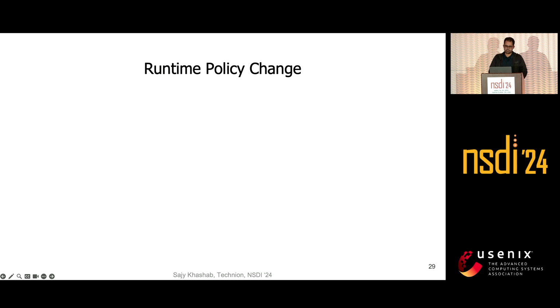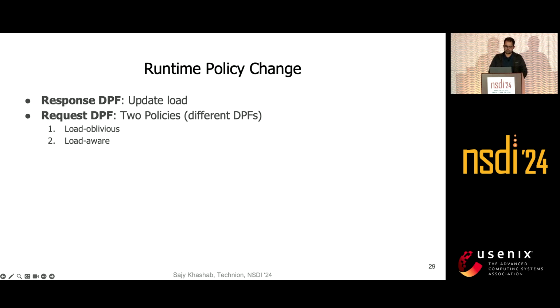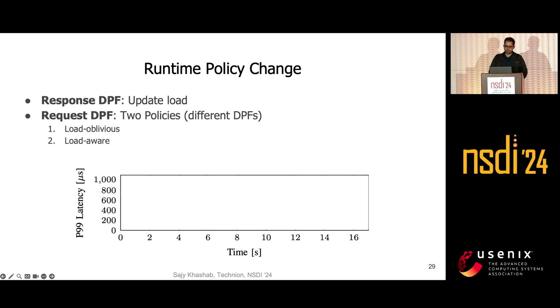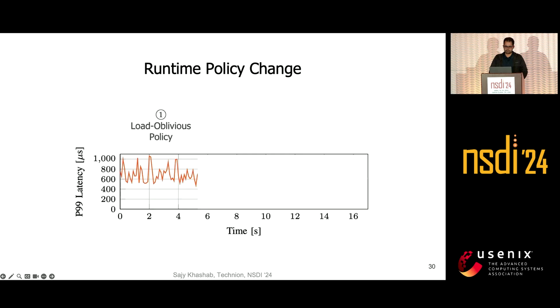The reconfiguration experiment goes like this. We have the response DPF, which constantly updates the server load on the switches. And we have the request DPFs, which can switch between two different policies, one load oblivious and one load aware. Each policy is just a DPF that the client can implement, which can be part of the packet or pre-deployed on the switch. And we measure the 99th percentile request latency over time.